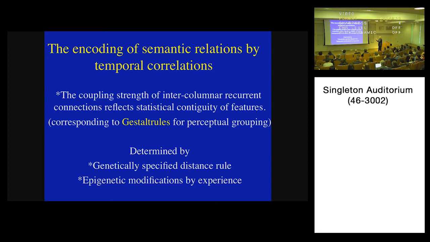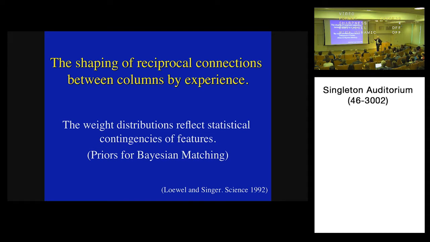The specificity of these tuned, natural, reciprocal, excitatory connections is to some extent genetically specified. There's an exponential distance rule, so the coupling among columns decreases exponentially with distance. That takes care of the grouping criterion of vicinity, the Gestalt criterion of vicinity. Columns that are nearby are more strongly coupled than columns that are far apart. But there is a massive epigenetic modification by experience of the layout of these connections on top of this distance rule, with the result that the weight distributions of these connections reflect in great detail the statistical contingencies of features, implementing the priors that are later used in the Bayesian matching process for scene segmentation, feature binding, and so forth.